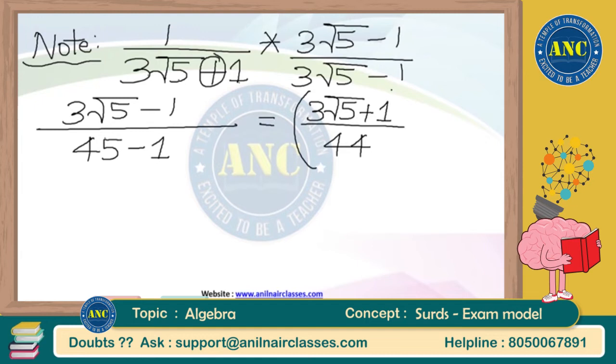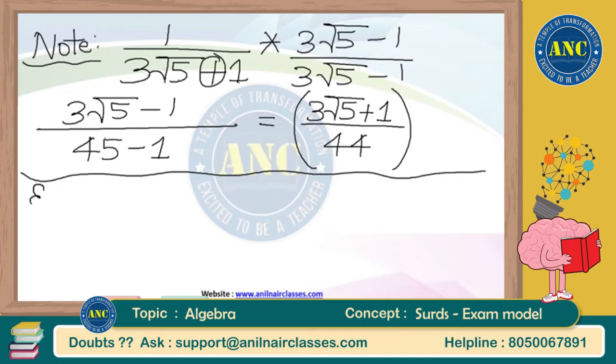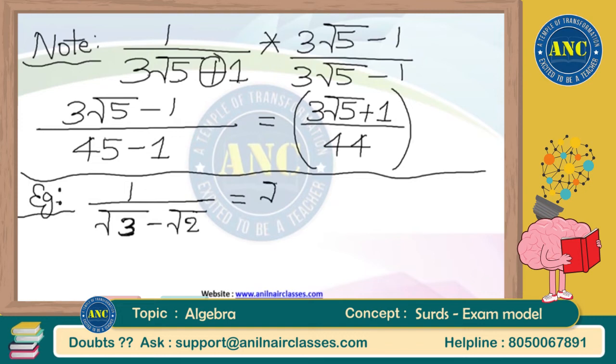Now we already discussed this variety, but at that point of time when we discussed, suppose I take another example for your better understanding. Suppose my number is 1 by root 3 minus root 2. Now this root 3 is not having any coefficient outside. Root 2 is also not having any coefficient, so we could directly write the answer as: if it is root 3 minus root 2, numerator will become root 3 plus root 2 and denominator will directly be 3 minus 2, which is 1.